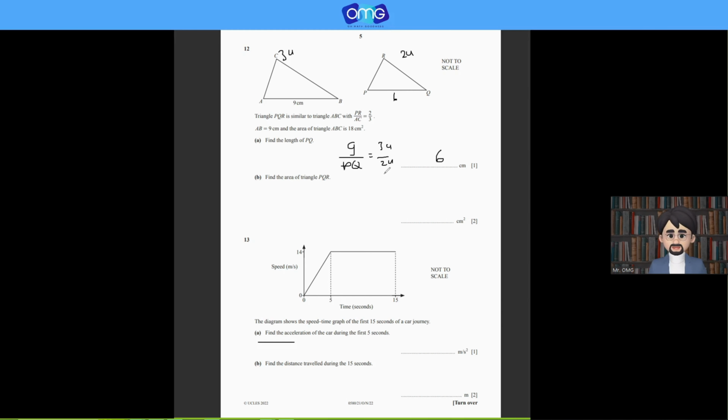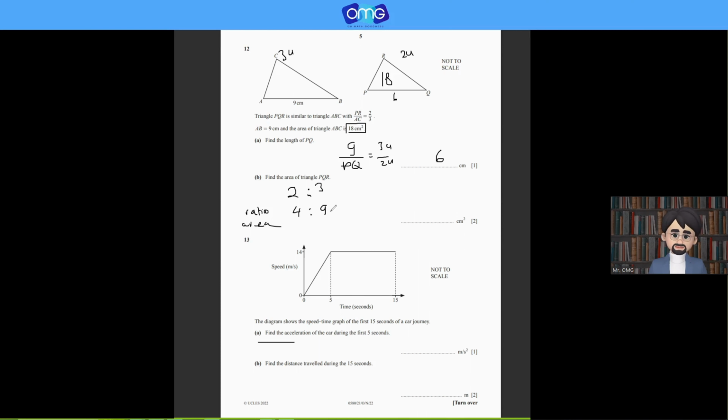Find the area of the triangle PQR. We know this is 18 centimeters squared, it's provided here. Since the ratio of the length is 2 to 3, to find the ratio of the area, simply square the ratio. The ratio of area becomes 4 to 9.